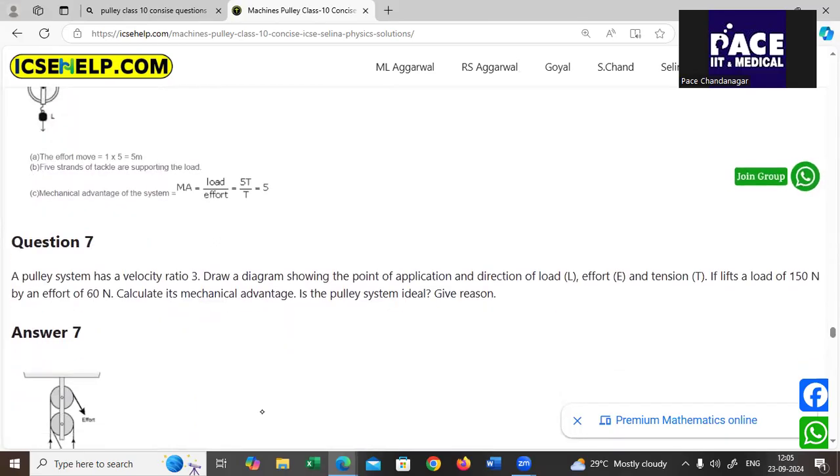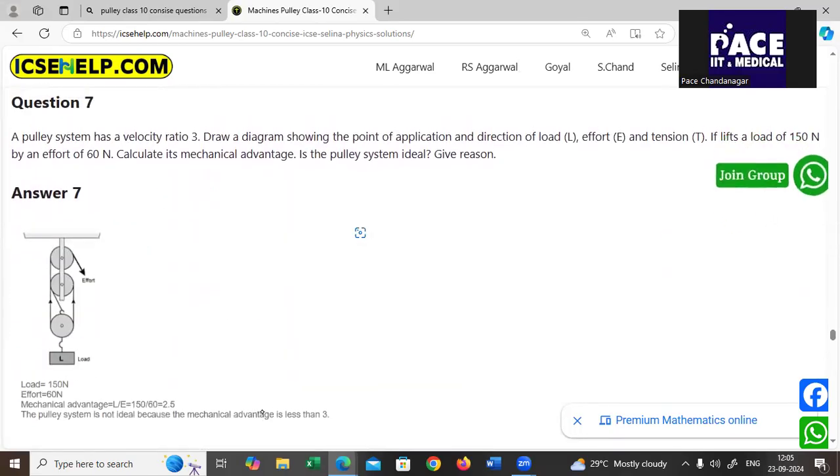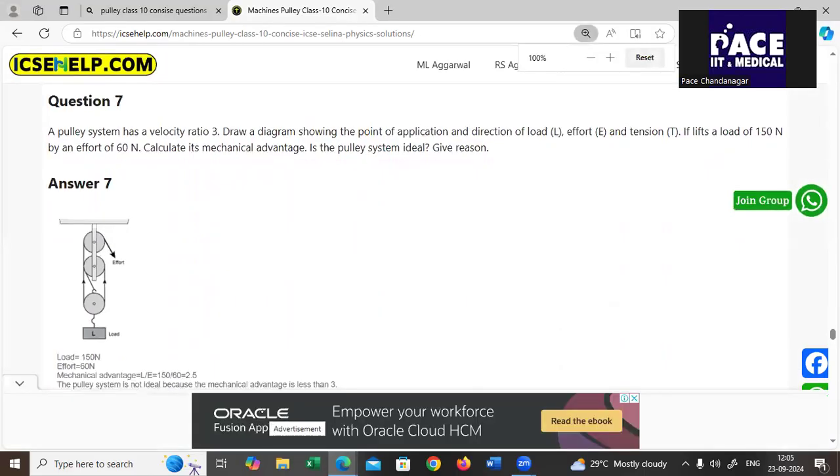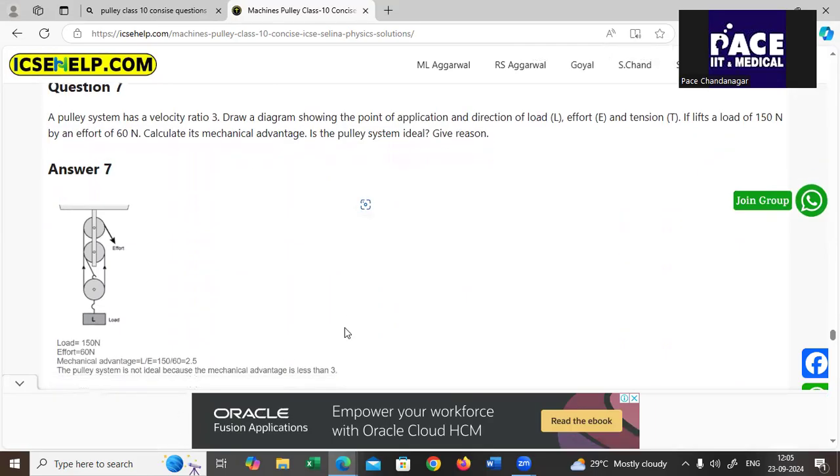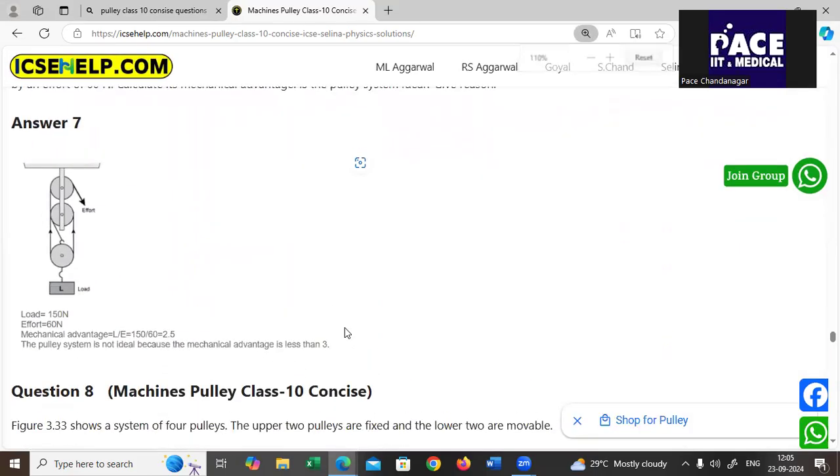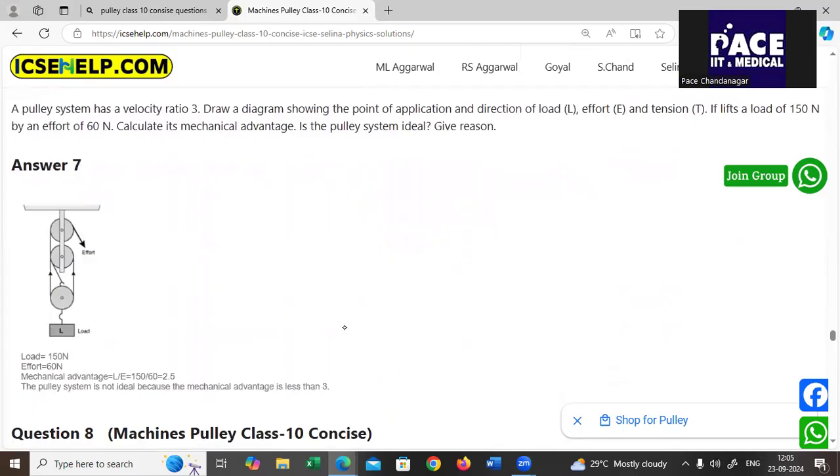Next, a pulley system has a velocity ratio 3. VR is 3, it says. Find the mechanical advantage. Draw a diagram to show the point of application of load, effort, and tension, everything. So it is a system of 3, and it lifts a load of 150 newtons. As you can see here, you can put 150 newtons here. And an effort of 60 newtons is being used.